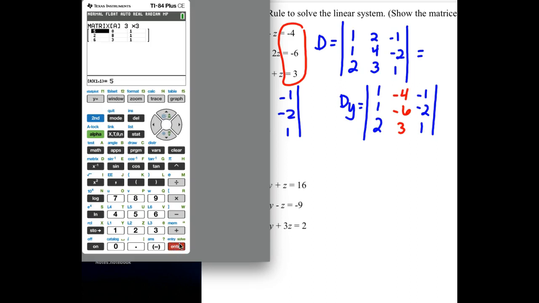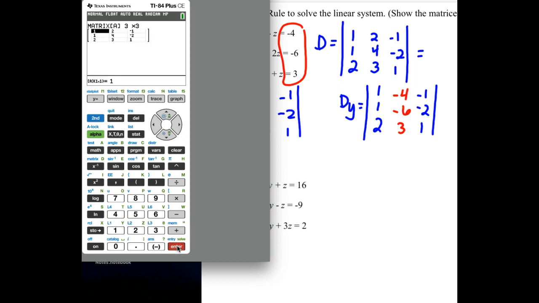And then we're going to enter our very first matrix, the one that we just labeled D. So 1, 2, negative 1 is the first row. 1, 4, negative 2 is the second row. And 2, 3, 1 is the third row. Okay?